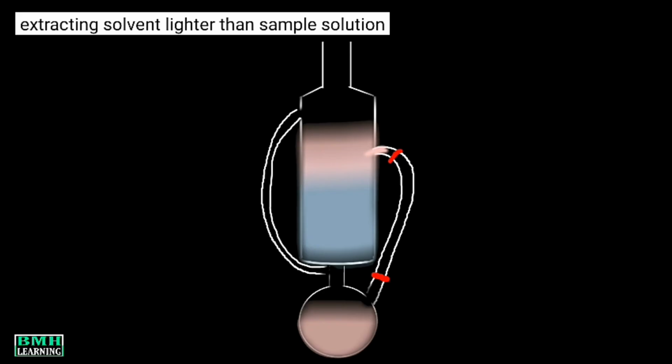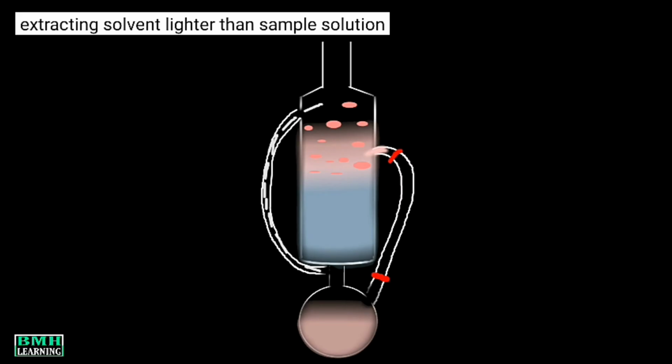The second case, when the extracting solvent is lighter than the sample solution. Here, similar to the previous design, the extracting solvent is heated in the round bottom flask. The vapor of the extracting solvent gets distilled and condensed as it passes through the condenser. The droplets of extracting liquid fall into the tube as they condense. The drops pass through the sample solution, extract the solute and get accumulated on the top of the sample solution.